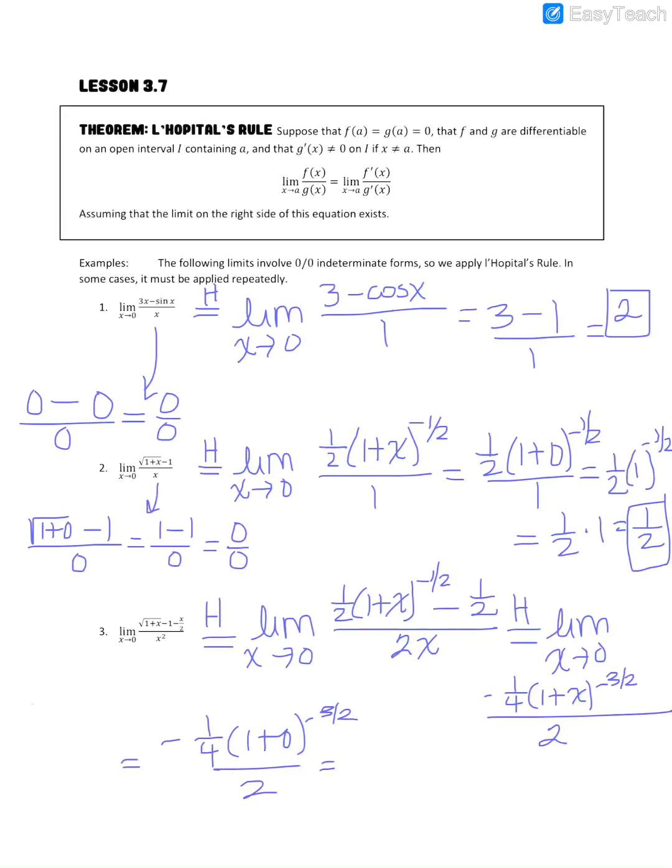Okay, inside the parenthesis, that's just a 1. Any power of 1 is just 1. So negative 1/4 over 2, which is negative 1/8. So example 3 kind of shows you sometimes you will get 0 over 0 multiple times. You can just keep doing derivatives of the top and bottom and keep plugging in your number. But remember, if you don't get 0 over 0 at any point, you are no longer able to use L'Hopital's.